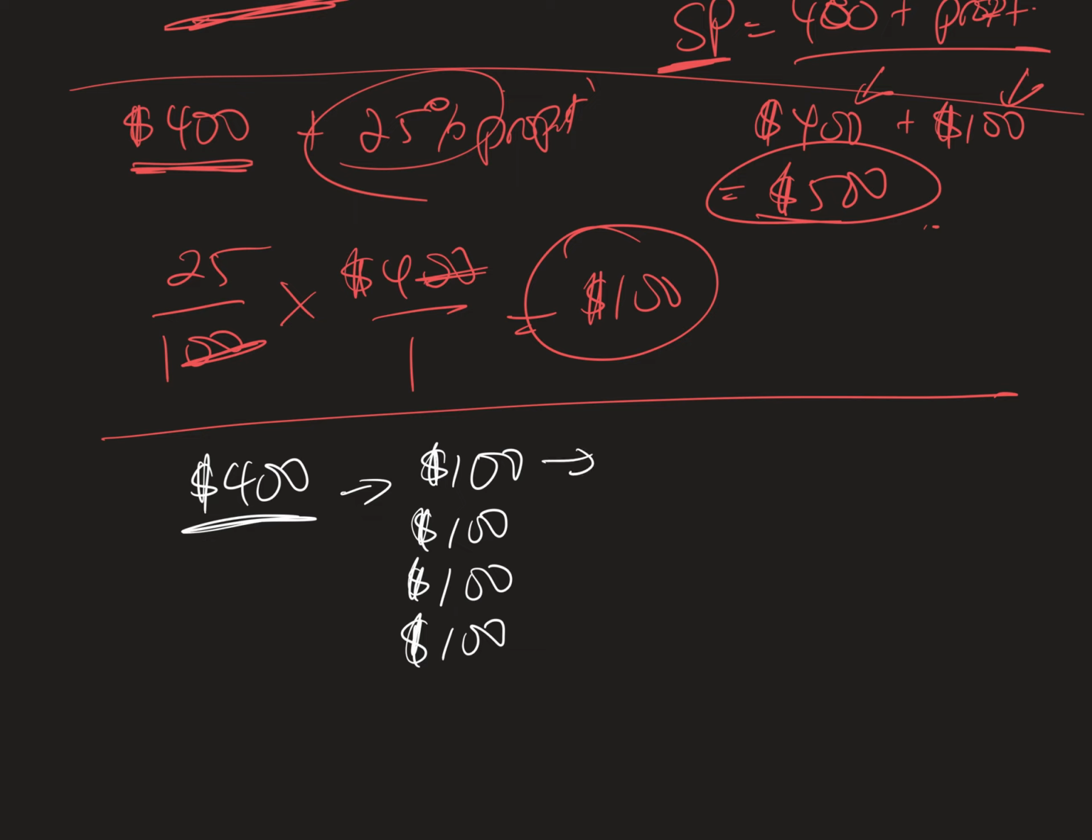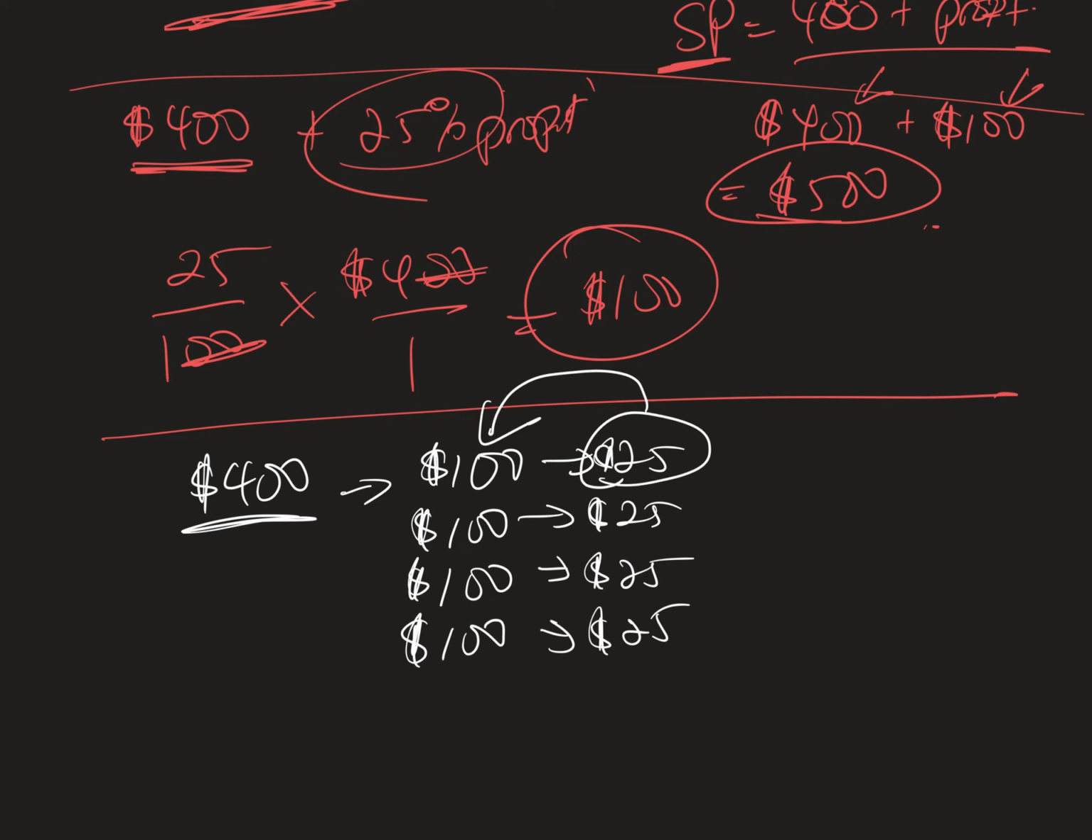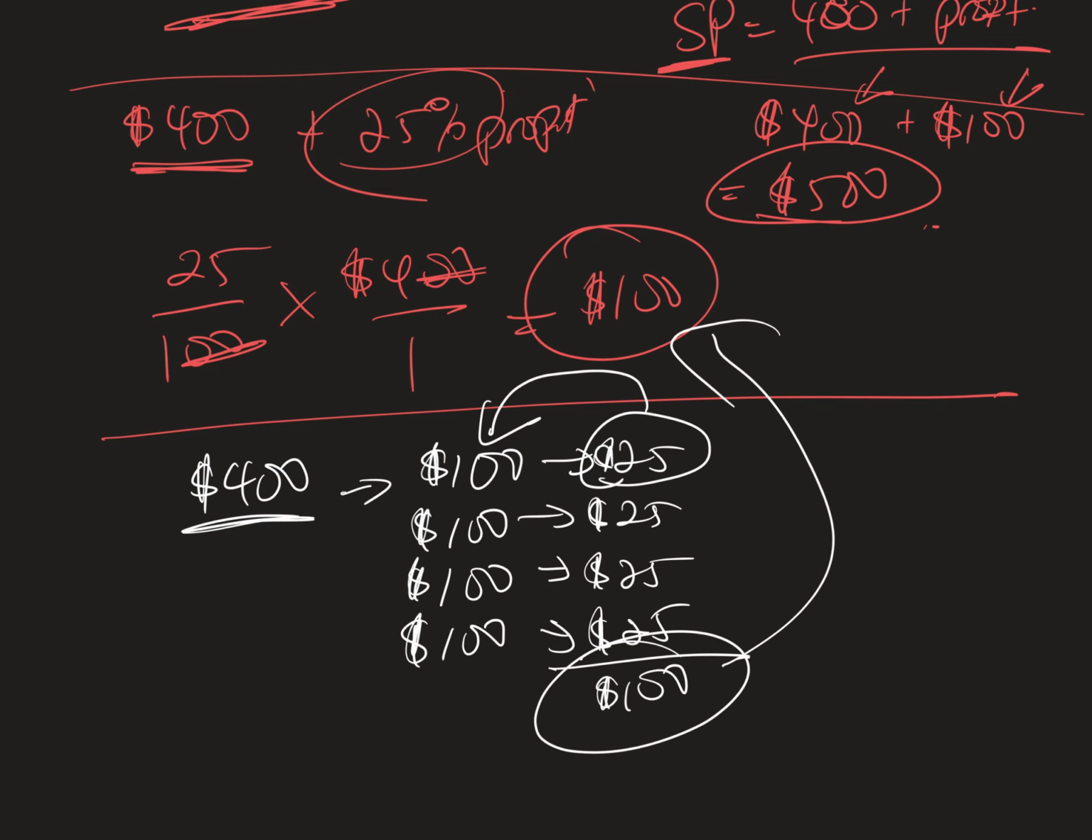And from this one, he'll make $25 profit. From this one, he'll make $25 profit. From this one, he'll make $25 profit. And from this one, he'll make $25 profit. So it just means 25 for every 100, he'll make profit. And when we add it up, 25 plus 25, 50, 50 plus 25, 75. 75 plus 25 will be 100. So we get the same exact answer as we got above.